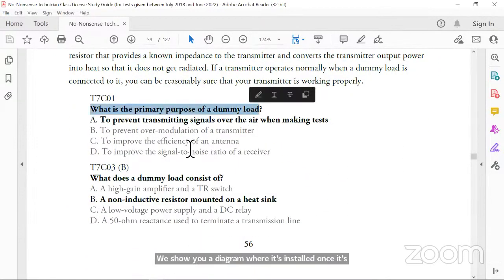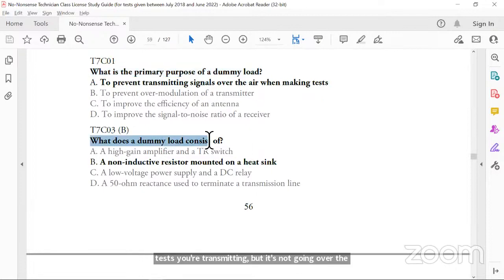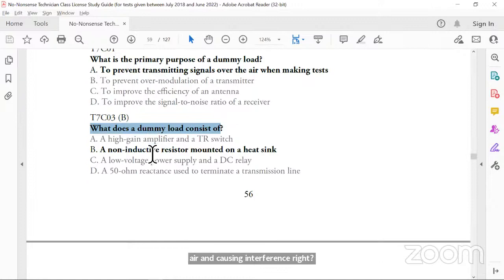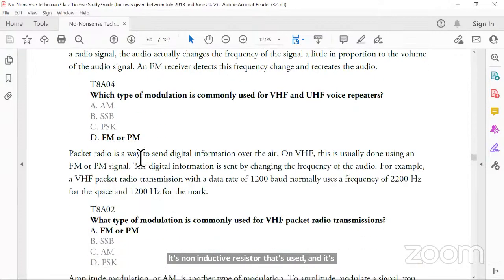Next question in the question pool. What is the primary purpose of a dummy load? So it is to prevent transmitting signals over the air when making tests. So a dummy load, very good piece of equipment for making tests. You're transmitting, but it's not going over the air and causing interference, right? And what does a dummy load consist of? They're asking you, how is it constructed? You need to know it's a non-inductive resistor that's used, and it's mounted on a heat sink to dissipate the heat. So that's the answer. Right.